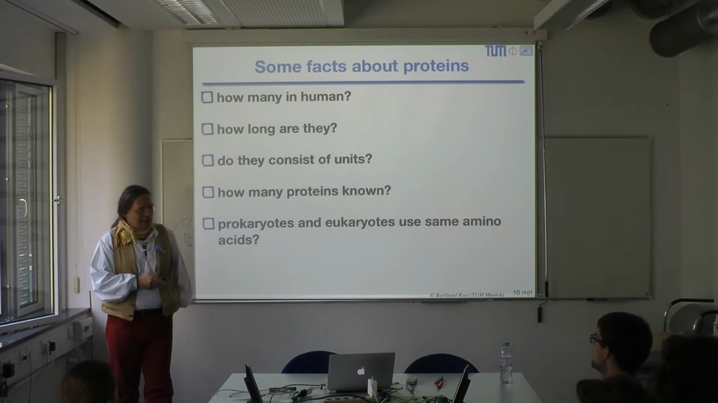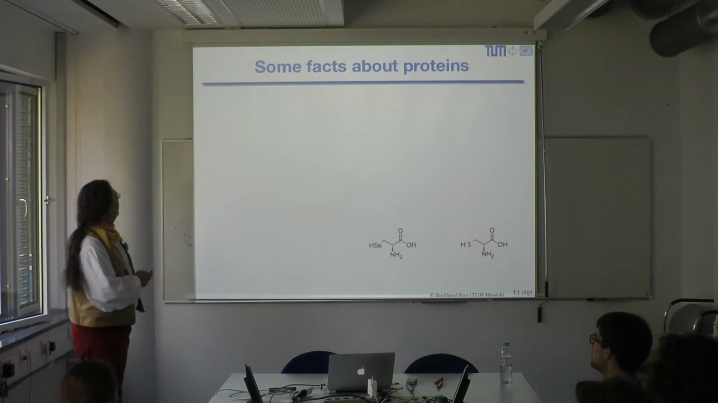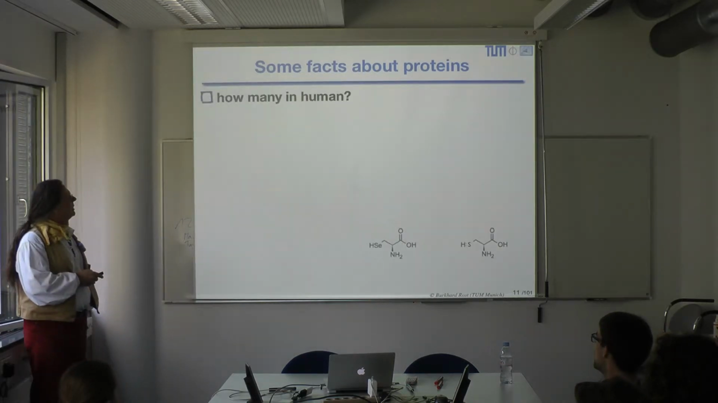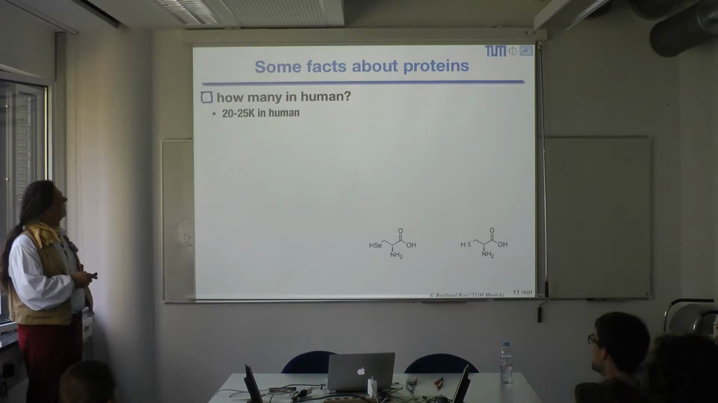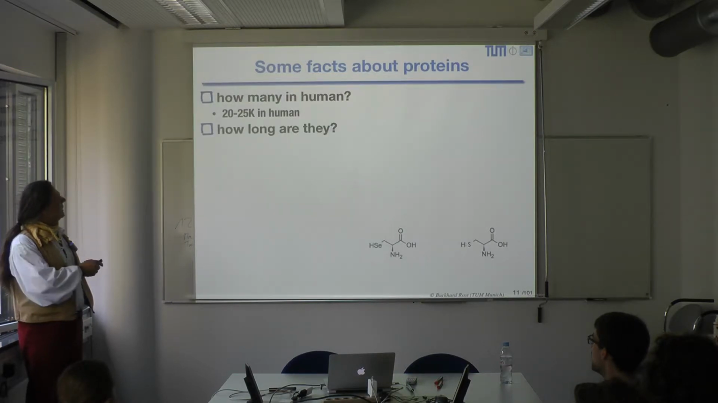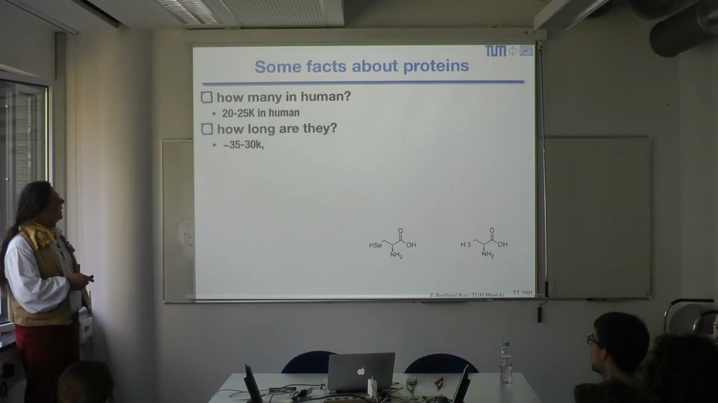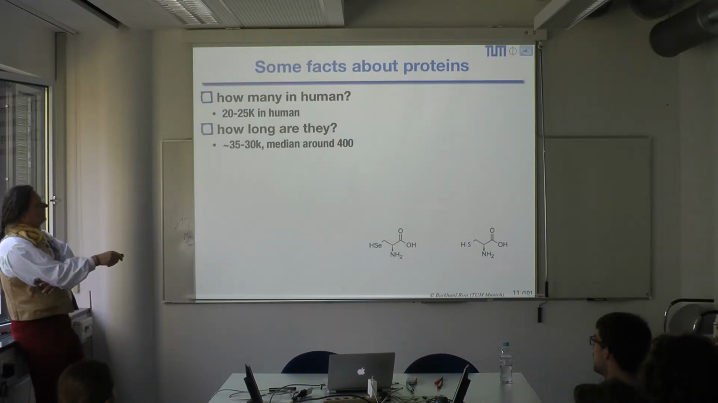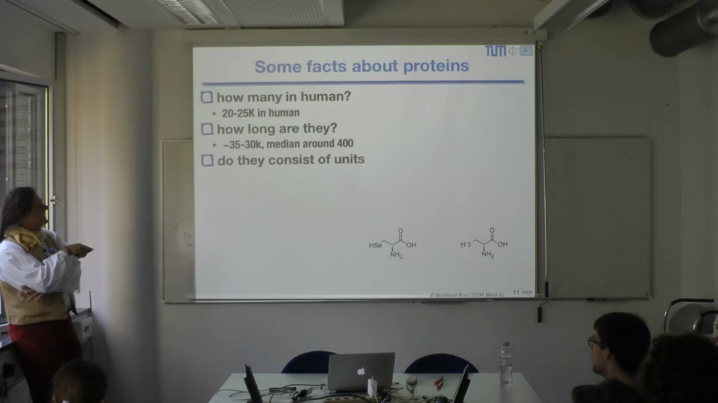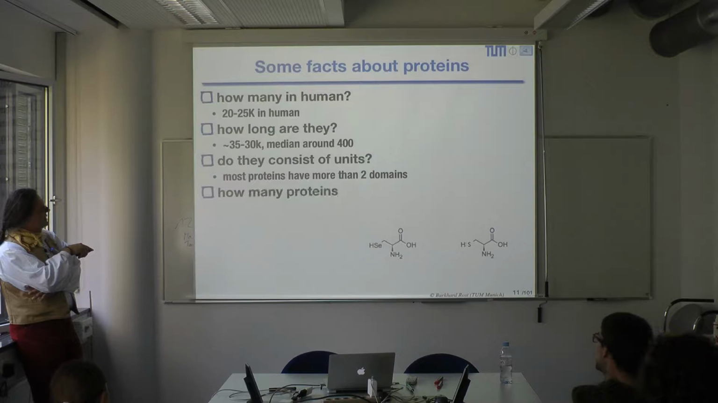Okay, another set of issues. So here, I believe the answer is very trivial. How many proteins in human? Roughly 20 to 25,000, and the number goes down over the years. How long are they? I already said it's from 35 to 30K, and the median is around 400. Doesn't make sense to use that. They consist of units. They have more than 2 domains.